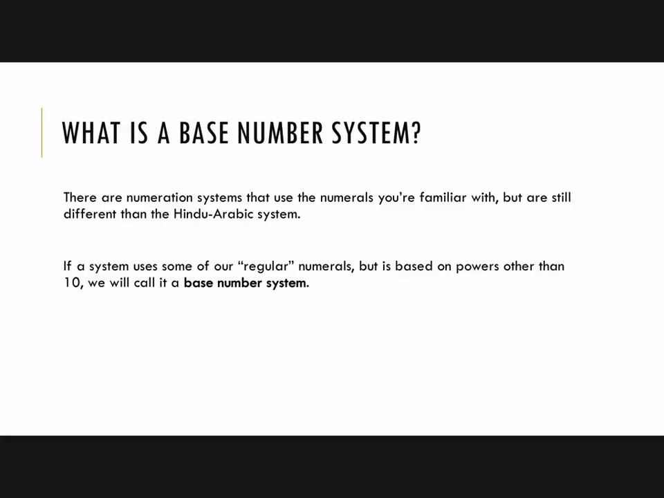So if we use our regular numerals, some combination of numerals 0 through 9, but we base the system on powers other than 10, this is called a base number system. Now we've seen one example that used a different base already. We've looked at the Babylonian numeration system, and they used a base 60. Now that wasn't a base number system because they had different numerals. They used cuneiform, those symbols for 10 and 1, rather than our Hindu-Arabic digits for 0 through 9.